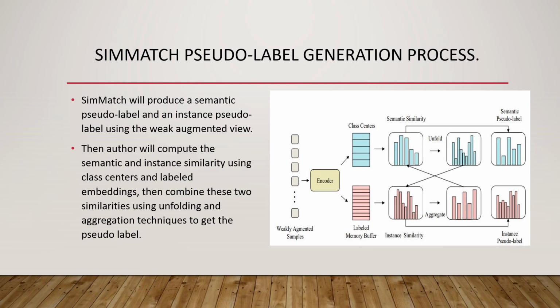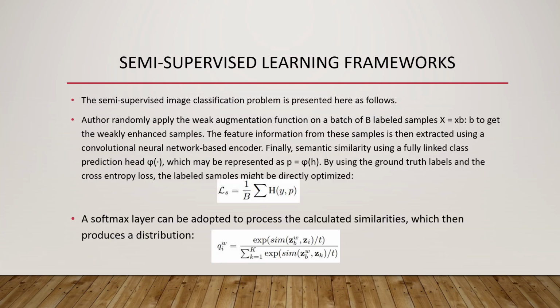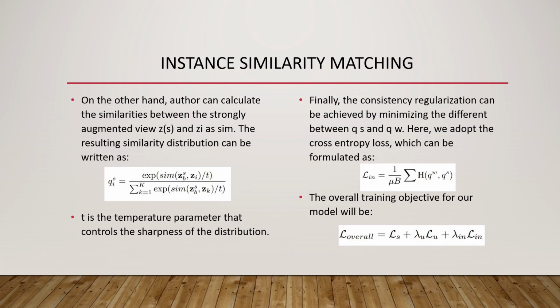Here, this figure shows the label generation process. In this, the semantic pseudo label and the instance pseudo label are computed using the weakly augmented view. The authors compute the semantic and instance similarity using the class center and the label embedding. Then they combine these two similarities using the unfolding and aggregation technique to get a pseudo label. After that, this is the formula for the semi-supervised learning. This is the instance similarity matching.